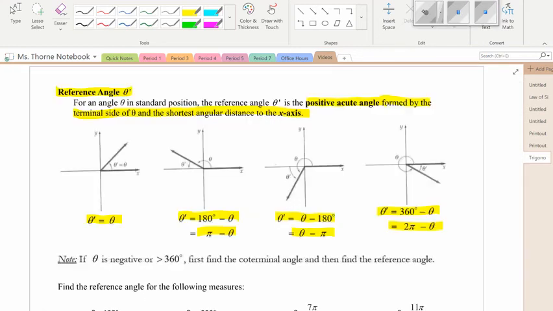So next we're going to talk about the reference angle theta prime. For an angle theta in standard position, the reference angle theta prime is a positive acute angle formed by the terminal side of theta and the shortest angular distance to the x-axis. So remember, it has to be a positive acute angle, and you're always using the x-axis. So in the first quadrant, if you're between 0 and 360, then your theta prime is going to be this same angle, theta prime equals theta.